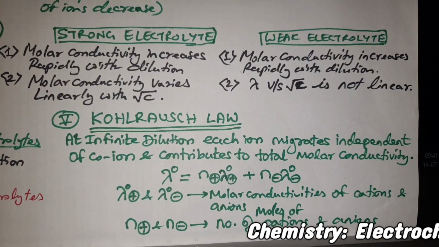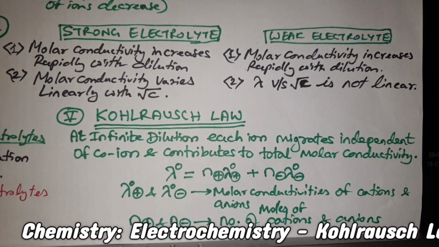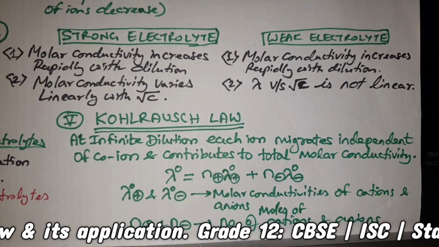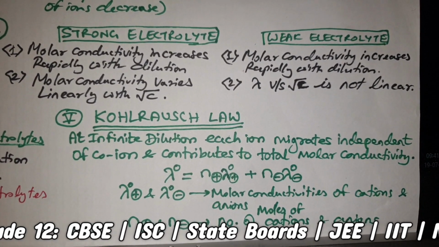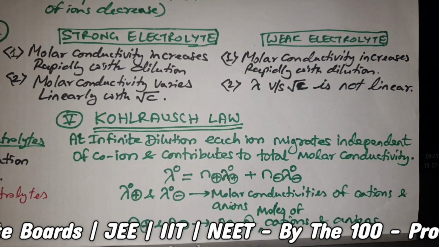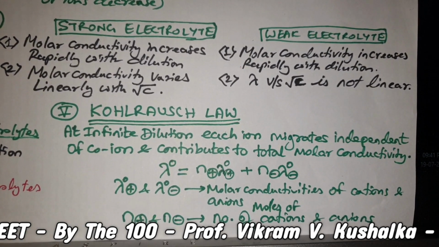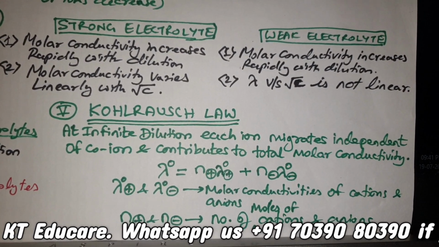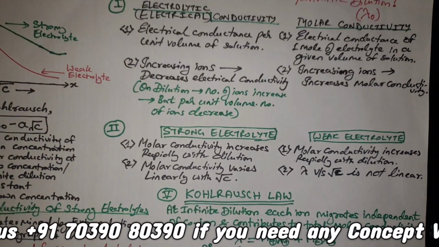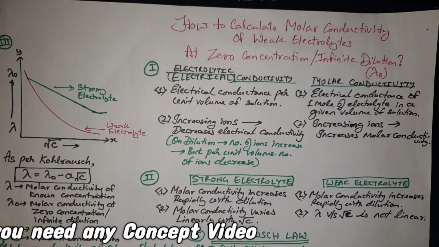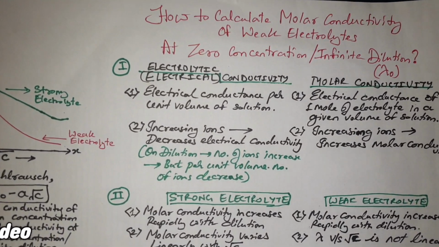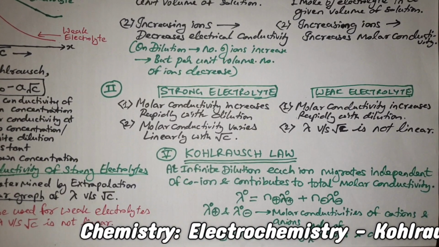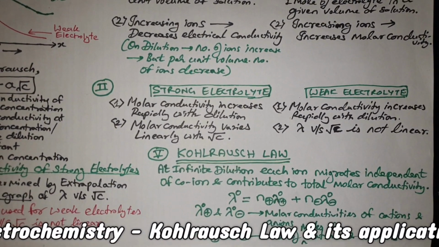And then we need to know the molar conductivities of the respective cations and anions. The product of the number of moles of cations and anions with the respective molar conductivities, the sum of both, will give you the total molar conductivity. This is what Kohlrausch stated. So I hope this particular part was very clear with respect to what the law is and how we calculate the total molar conductivity.